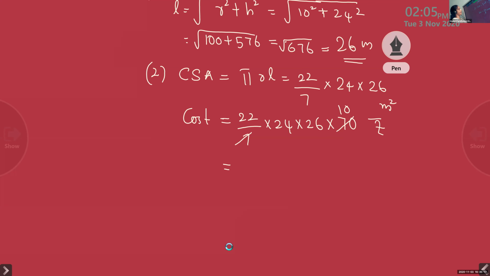It's a long number. I'll write the answer, check whether you got the same one. Rupees 137280, one lakh 37,280. Check whether you got the same. Yes, ma'am.